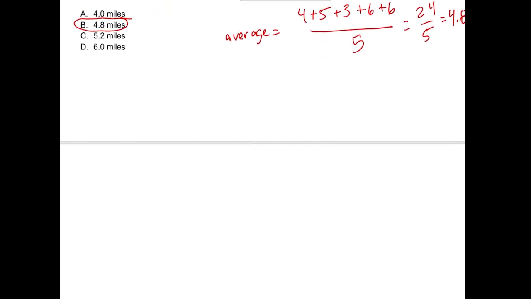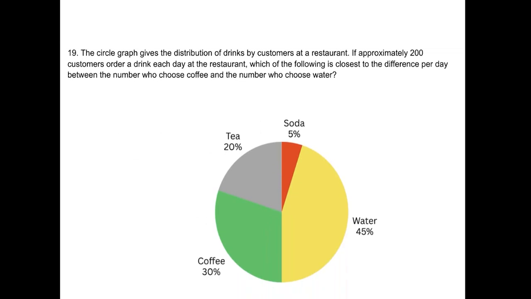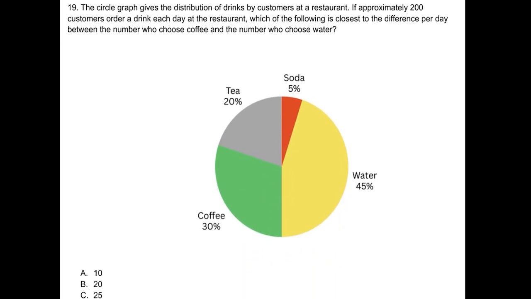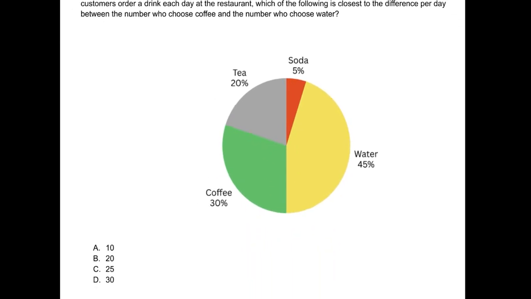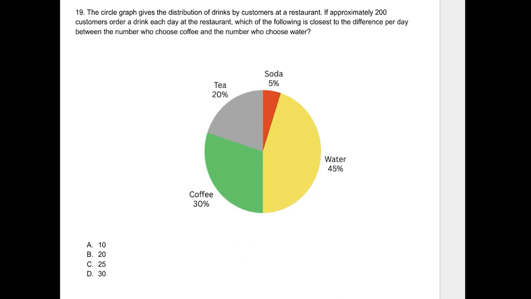Number 19 says the circle graph gives the distribution of drinks by customers at a restaurant. If approximately 200 customers order a drink each day at the restaurant, which of the following is closest to the difference per day between the number who choose coffee and the number who choose water? So we really only care about coffee and water here. And what we need to do is figure out how many people actually ordered each one of these.